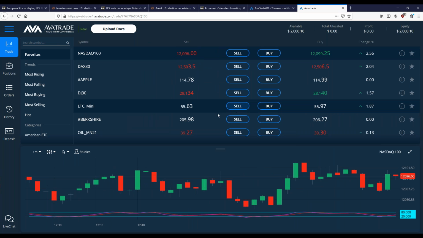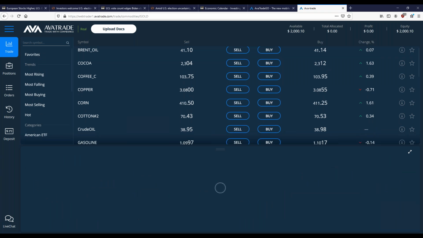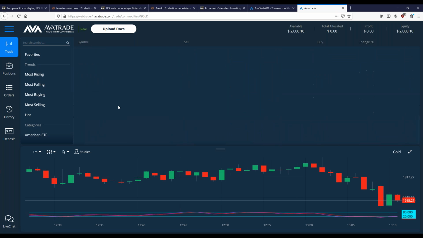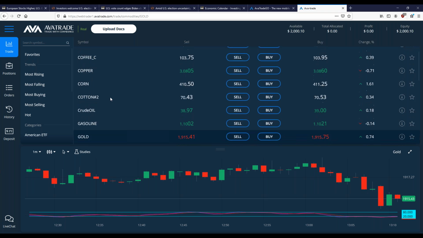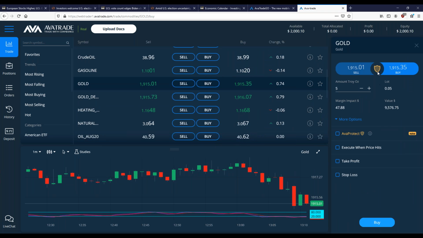And if you pick an asset that has AvaProtect, like gold, you see NASDAQ didn't offer AvaProtect, but if I pick gold, and where did I put it? There it is. Okay, so if I'm going to place a trade on gold, you see the gold shield here, and it just happens to be gold colored. It's a gold shield no matter which asset is offering the AvaProtect. You see the shield, and that means AvaProtect is available on that asset.